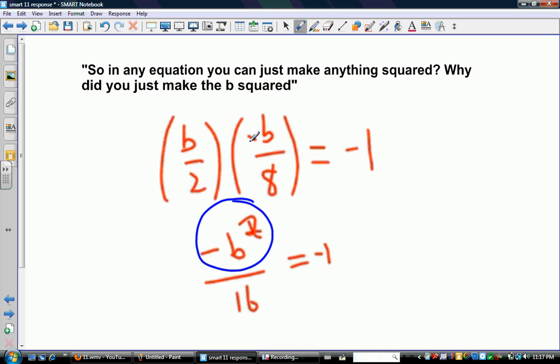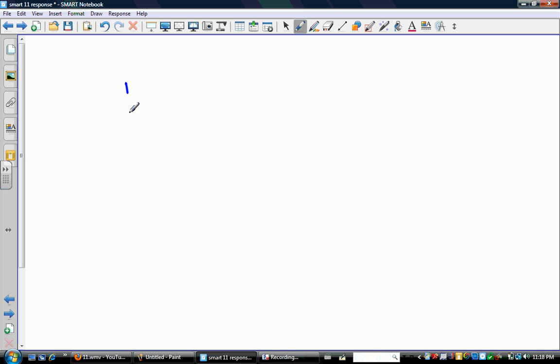So I want to go through this very carefully and make sure that bigboizism and anyone else really understood where this b squared came from, because it didn't just kind of show up. And you definitely can't, in any equation, just make anything squared. You can't just kind of square something for fun. So let's review. In that video, we had two slopes. Slope number 1 was b over 2, and slope number 2 was negative b over 8.